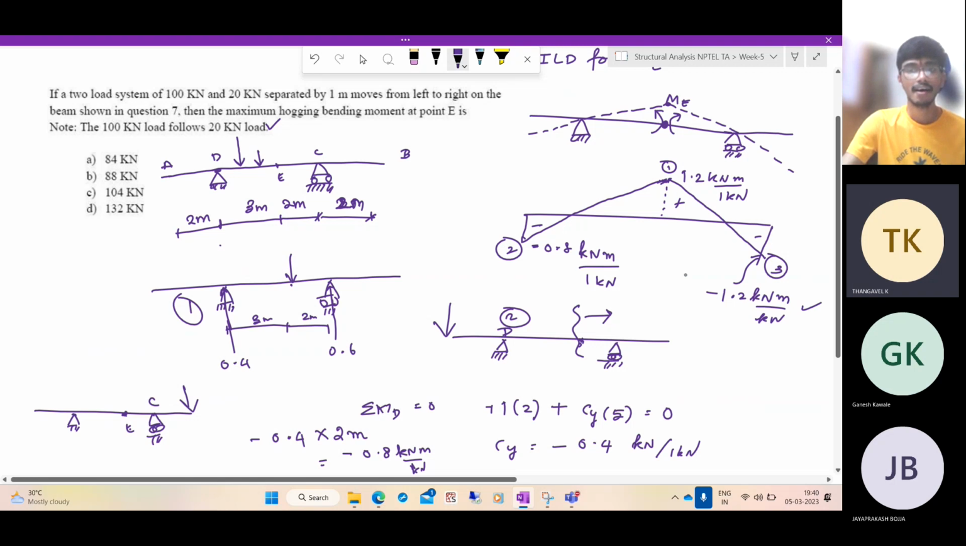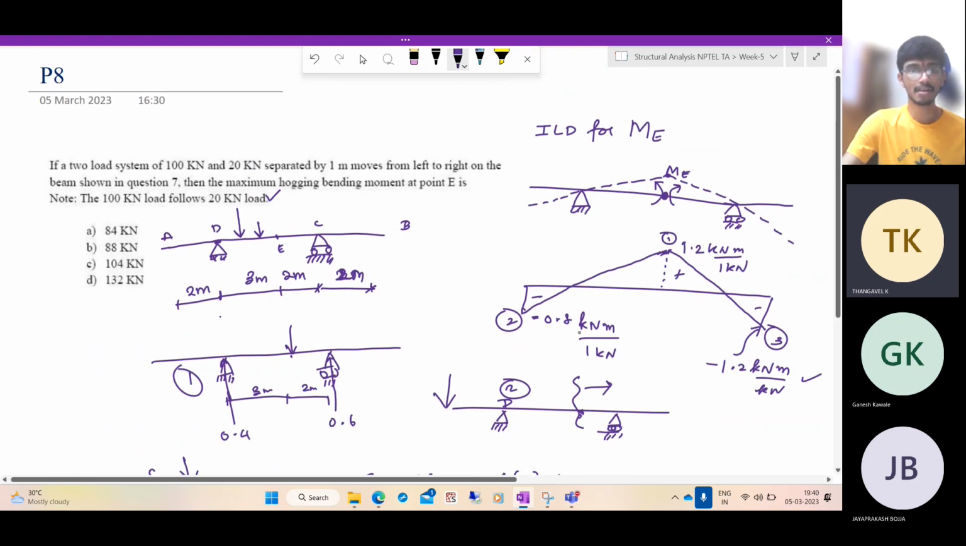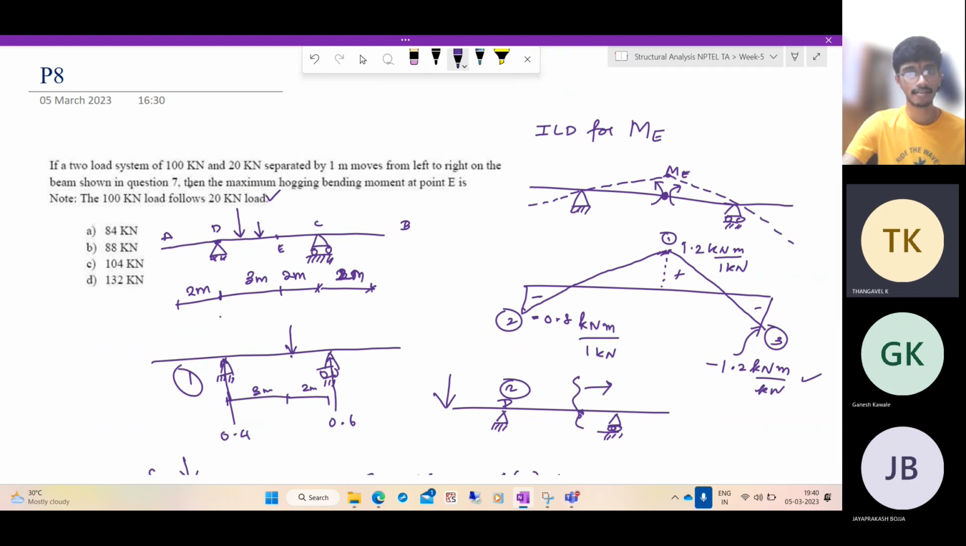So fine. Now they're asking, now we have two loads acting one after the other. So how to find out the total bending moment? So if you know the influence line diagram, what are the different cases that we can have? And they're asking the maximum hogging bending. So here actually, if you consider this, 20 kilonewton comes first and 100 kilonewton comes after that.